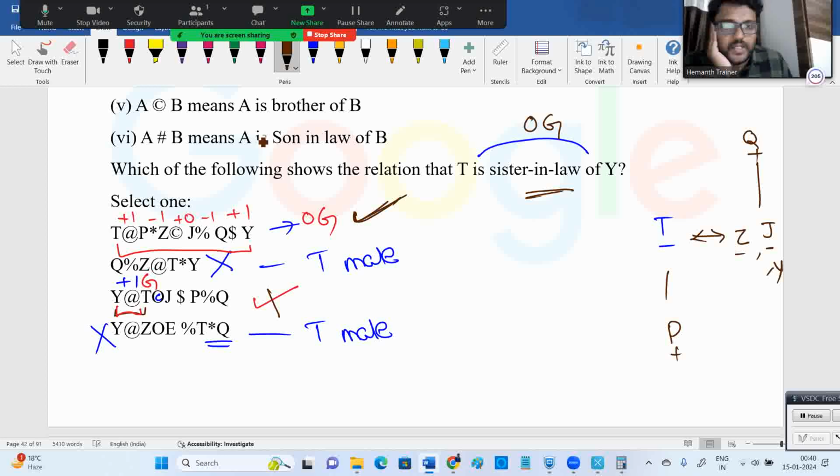So how is T related to Y? Okay, sister, brother, brother, wife. These three people are siblings. Brother's wife is nothing but sister-in-law. Correct only. T is sister-in-law of Y. The first option is correct here.